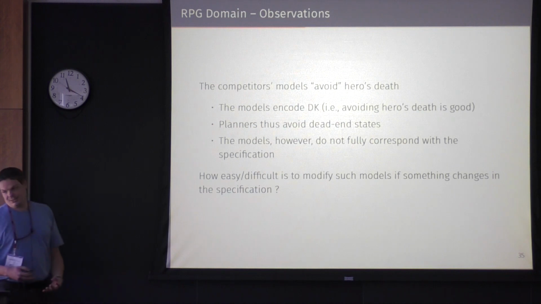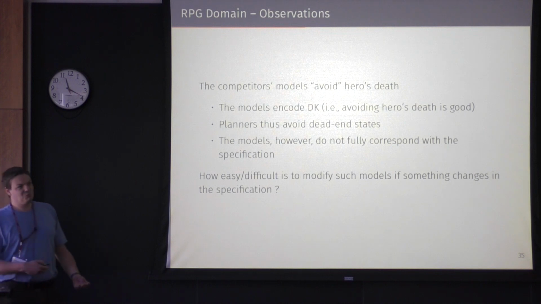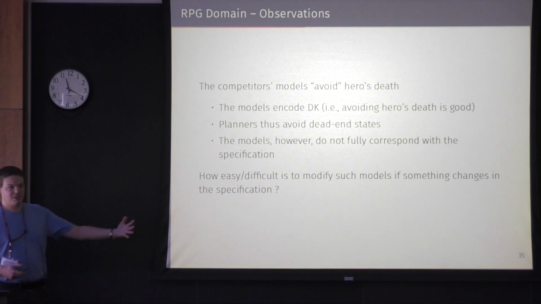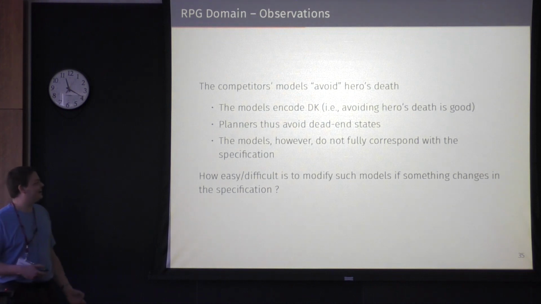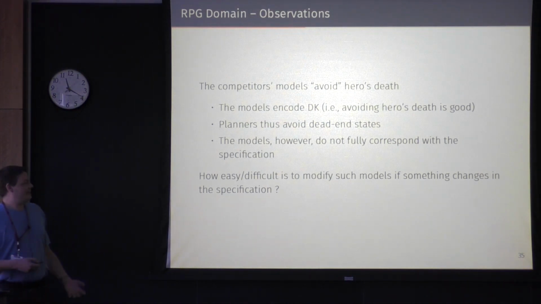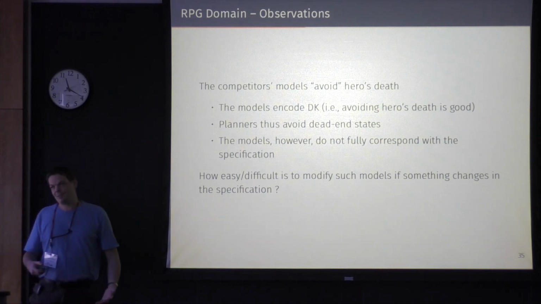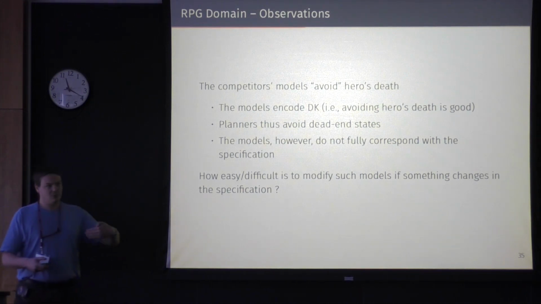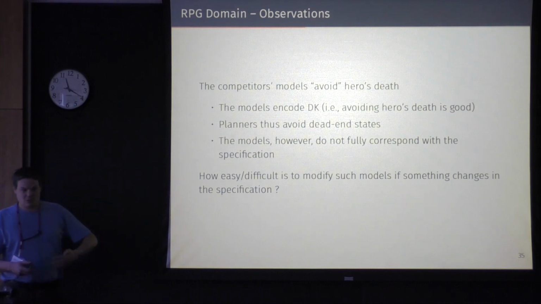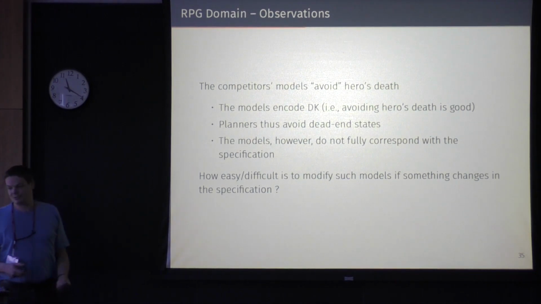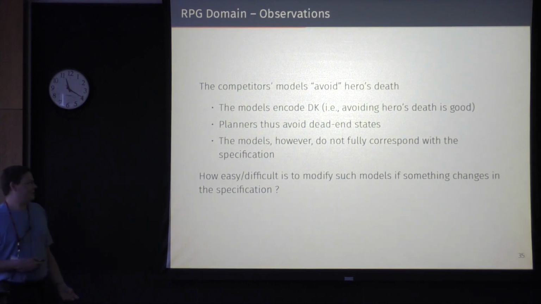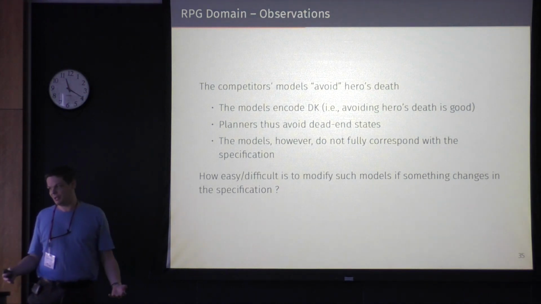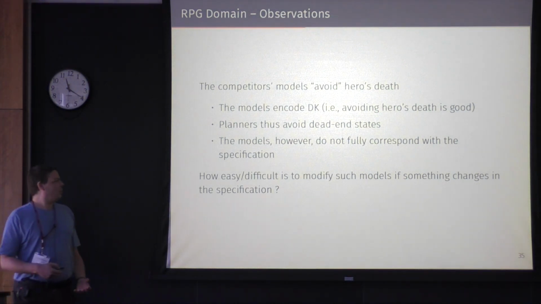That's basically what they did: they somehow avoid what we call dead-end states, so states from which the goal can't be achieved. In case of the hero's death, it is literally a dead-end state, right? And clearly, avoiding the hero's death is a good thing, because we want the hero to achieve a goal, to go into some goal room and escape the dungeon, so he can't die during the process. This is basically what those experts took into account when they created the model.